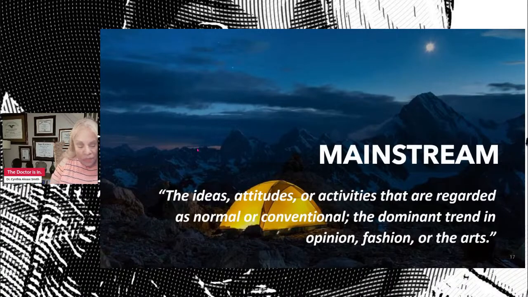The term mainstream is so extremely common in US language today that it is almost always missed for what it actually denotes when used. The US definition for mainstream is quite telling: the ideas, attitudes, or activities that are regarded as normal or conventional, the dominant trend in opinion, fashion, or the arts. Within the very definition, other euphemisms abound, such as normal and conventional.